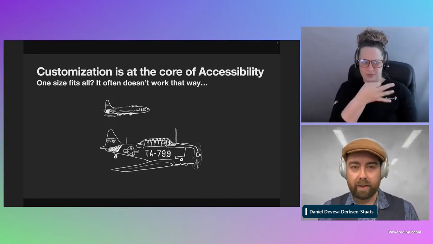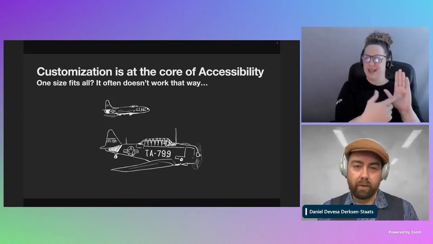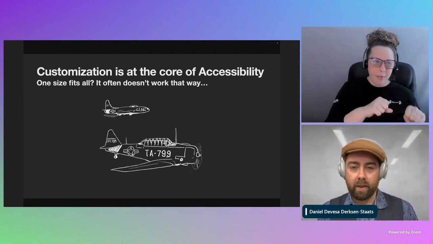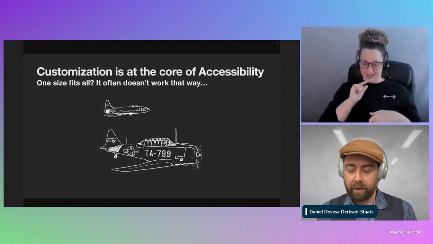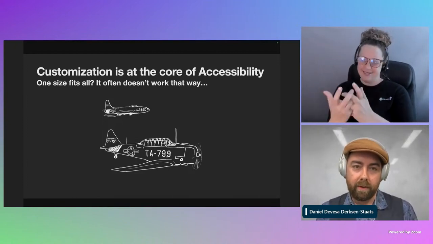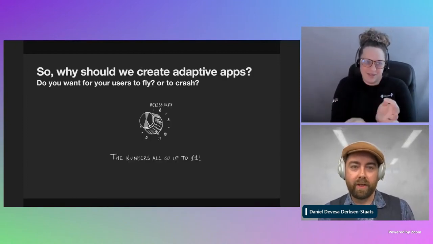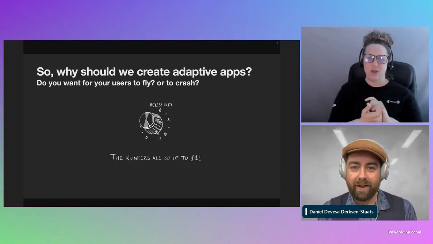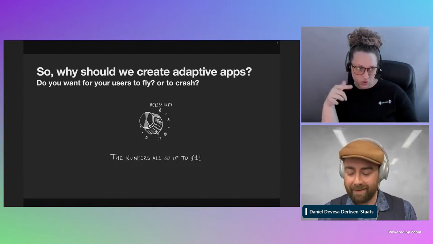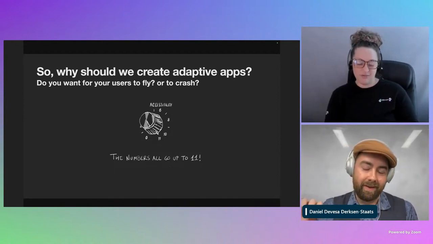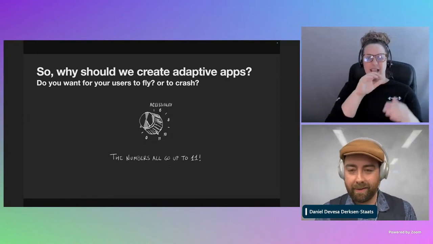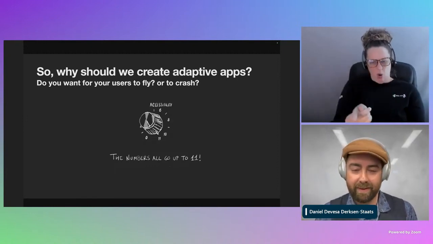From there, the pilots thrived. So it's a good example of how when the tools can be adapted to our bodies, our abilities, our needs, we thrive as humans. So when someone says, why should we create adaptive apps? I just tell them, do you want your users to fly or to crash? And in the slide, I'm showing a dial that is turning accessibility all the way up to the maximum, in this case, number 11.